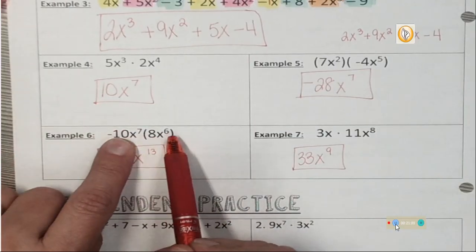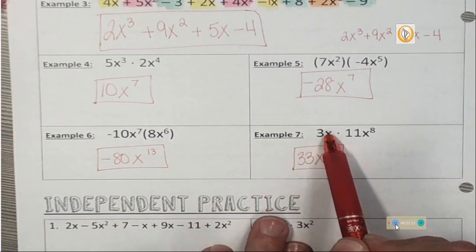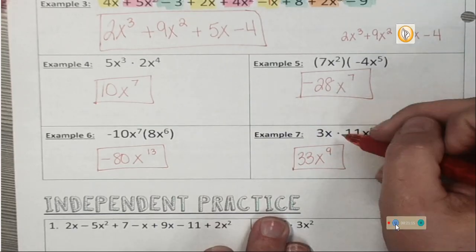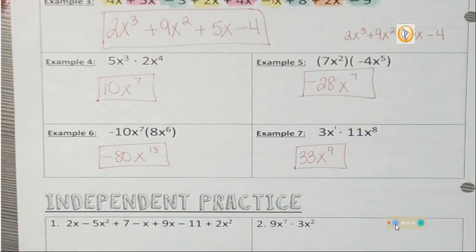So 7 and 6 gave me 13. Here, how many x's is this? It's 1. Okay? I had a student in the past. She kept getting them wrong because she would think it's not there, it's 0. The minute she started putting the 1 there, she reminded herself it was 1. She got them right every time. If that helps you, you do it. If you don't need to, that's fine.